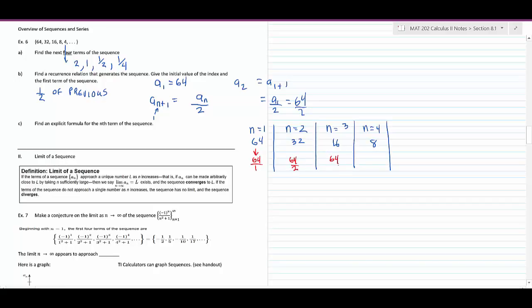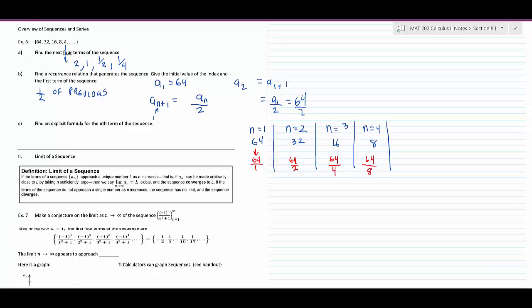This is 64 over 4. Yeah, okay, sorry. 64 over 8, and so forth, okay? Now see what I'm doing is, since I'm cutting it in half each time, that's why that's going up 2, 4, 8 like that. Okay, does that make sense?